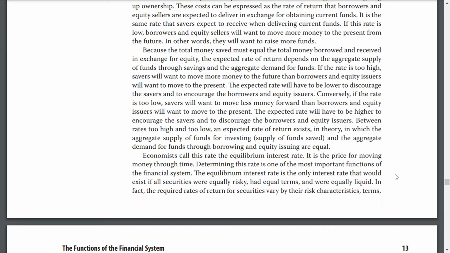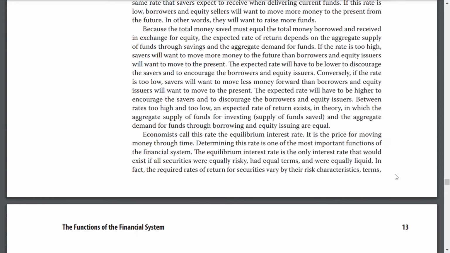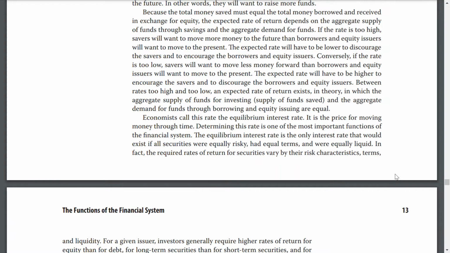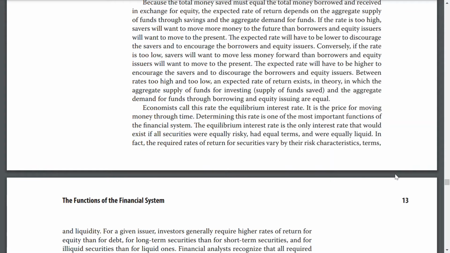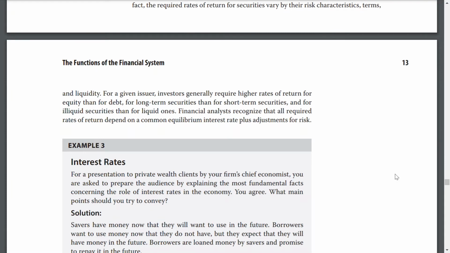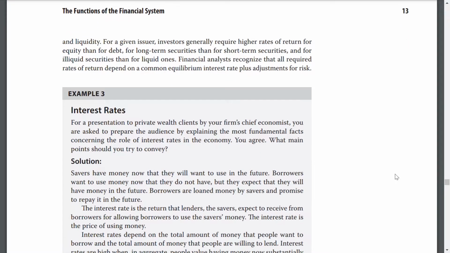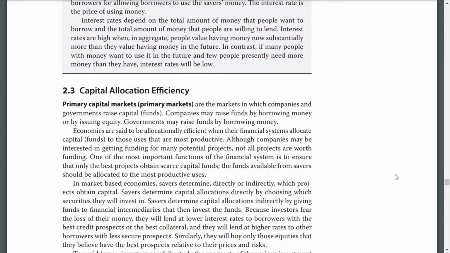Determining this rate is one of the most important functions of the financial system. The equilibrium interest rate would be the only interest rate if all securities were equally risky, had equal terms, and were equally liquid. In fact, the required rates of return for securities vary by their risk characteristics, terms, and liquidity. For a given issuer, investors generally require higher rates of return for equity than for debt, for long-term securities than for short-term securities, and for illiquid securities than for liquid ones. Financial analysts recognize that all required rates of return depend on a common equilibrium interest rate plus adjustments for risk, term, and liquidity.